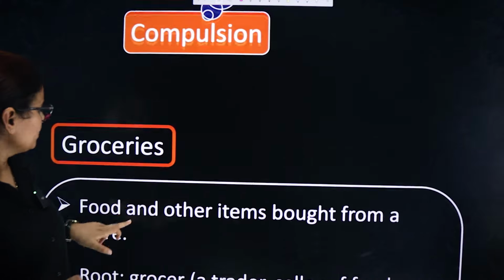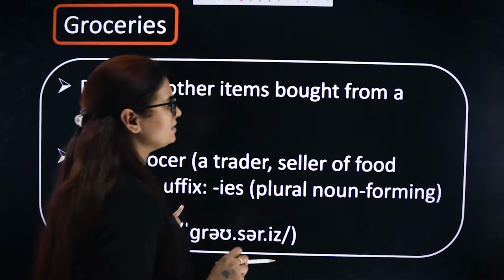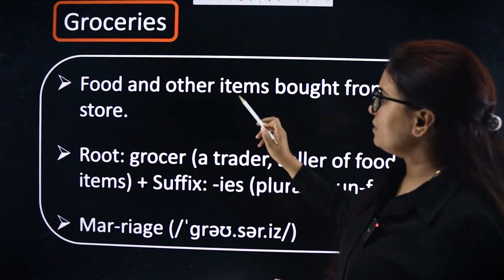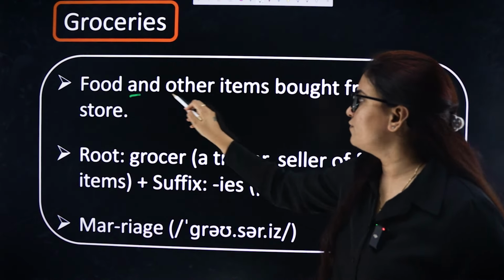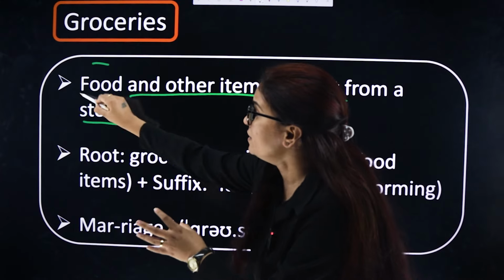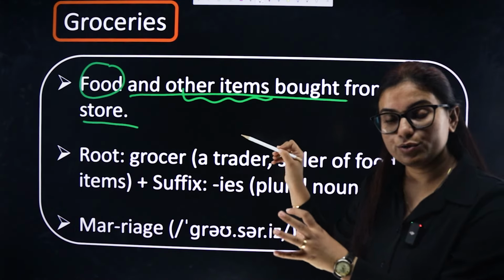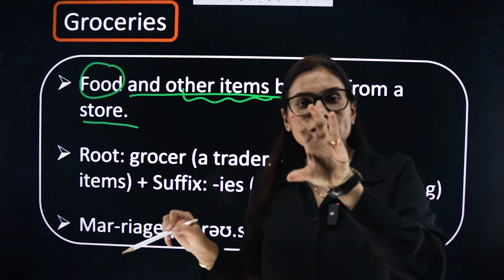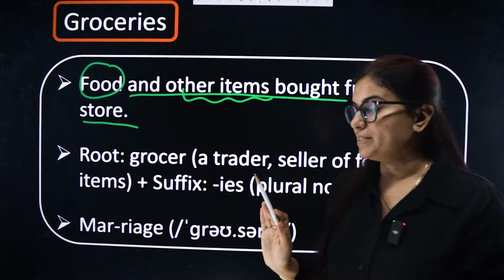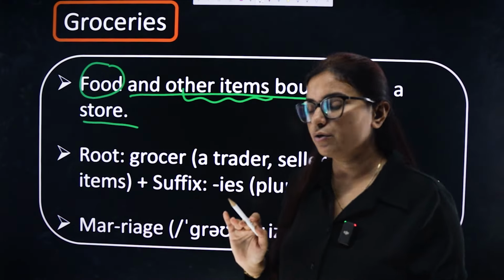Now, next word is on your screen, which is groceries. I think this is a very simple word. All of you might be aware of it. Groceries means food and items that you bought from a store. Food and other items. Even those packed products that you buy which are not open vegetables, they are also called groceries. Salt also comes under groceries.